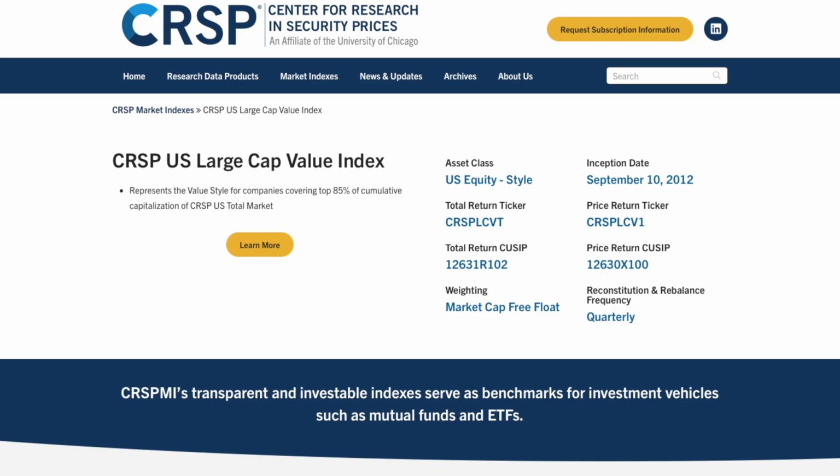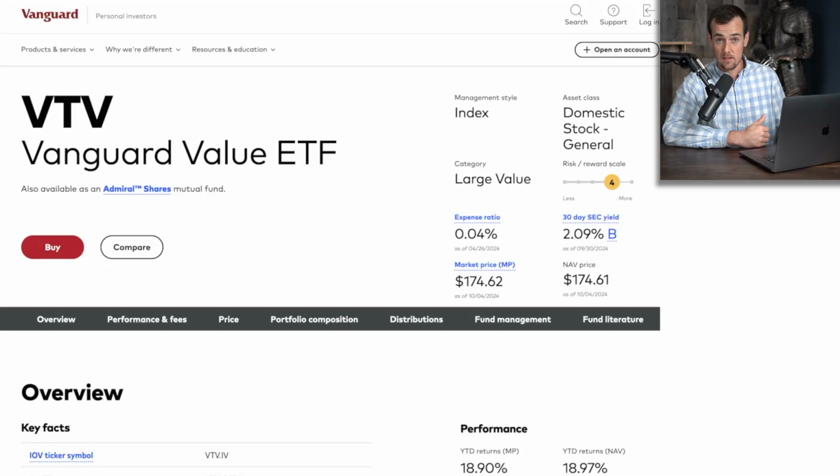VTV tracks the performance of the CRSP US Large Cap Value Index, and this index tracks the performance of 335 large company stocks that are deemed value investments. And again, that means that the share price is trading at a reasonable level compared to the company's current earnings potential. As you can see, the expense ratio is 0.04%, but the dividend yield is the highest one that we've seen so far, coming in at 2.09%. Again, that's because of the emphasis here on value, and many of these value stocks are well-established dividend payers.